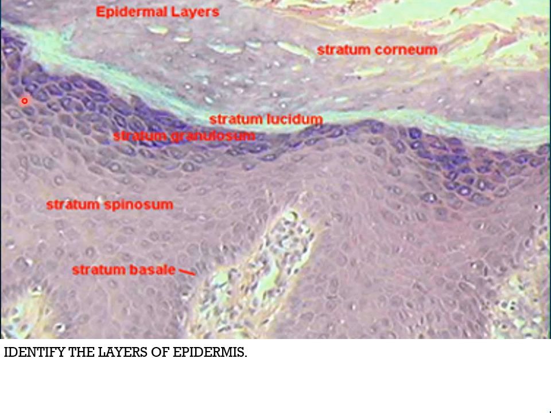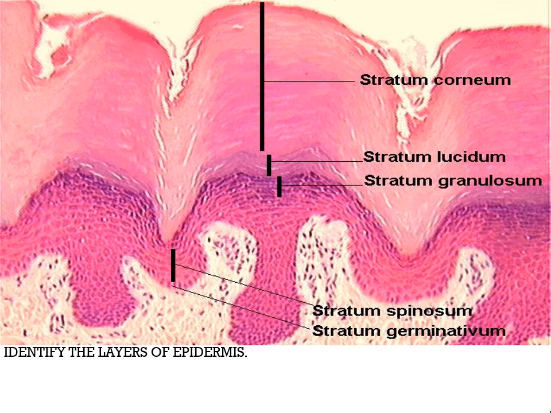Next layer, yung ating stratum granulosum. Okay? Next naman, stratum spinosum, which is the thickest layer of your epidermis. And the innermost layer is stratum basale or stratum germinativum. So, ulitin lang natin, no? Stratum corneum is the outermost. Okay? And then, stratum lucidum.